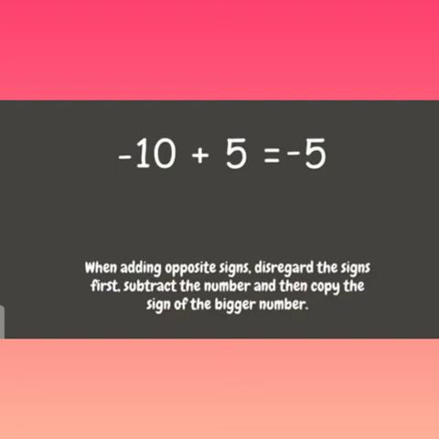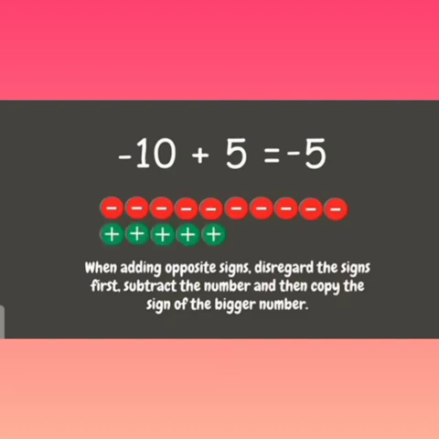Now let us check our answer using our counters. We have 10 negatives plus 5 positives. Again, we need to remember that a pair of 1 negative and 1 positive is equal to 0. Now let us cancel the pairs. There, now we have 5 negatives left. Therefore, our answer is correct.